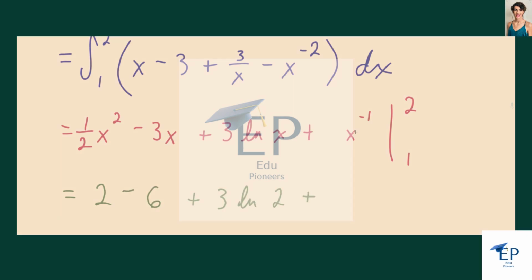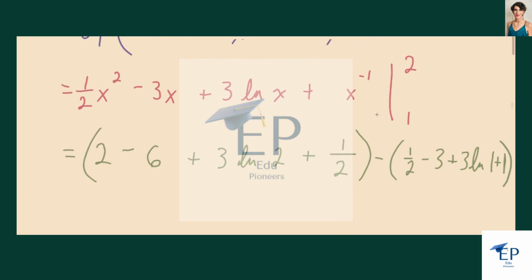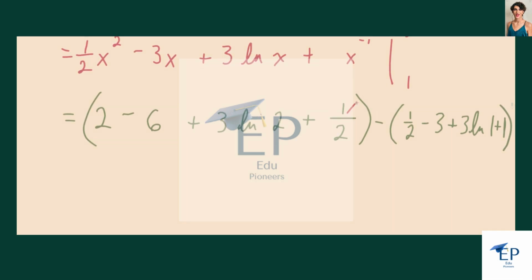And then 2 to the negative first power is the same thing as 1 half. And we need to subtract off, plugging in 1 in for all those. So it'd be 1 half minus 3 plus 3 natural log of 1 plus 1. Now, as you're looking through all of that, I hope you notice at least the 1 half and the minus 1 half would later cancel. Natural log of 1 is 0.